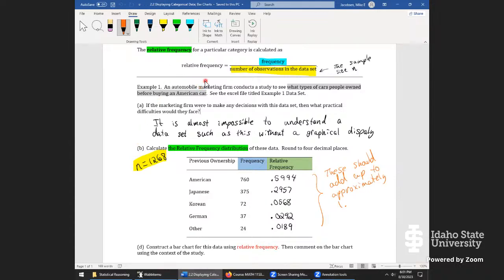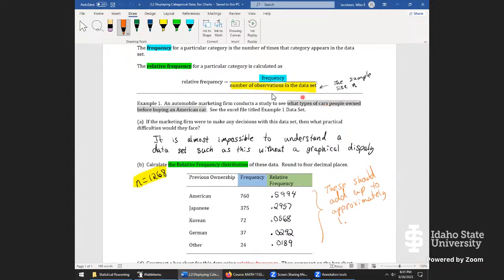The idea here is, it says an automobile marketing firm conducts a study to see what types of cars people owned before they bought an American car. So there's 1,268 people that did in fact buy an American car, but the people who market are paying very close attention to what did you drive in? What are you trading in or something like that? What was your prior car? They're trying to find that out some way, somehow.